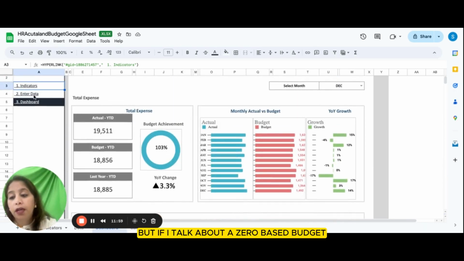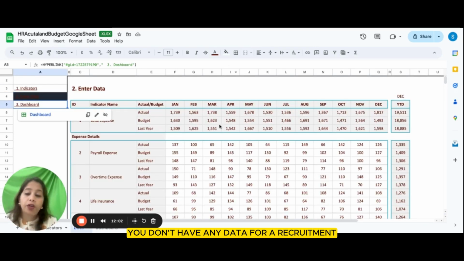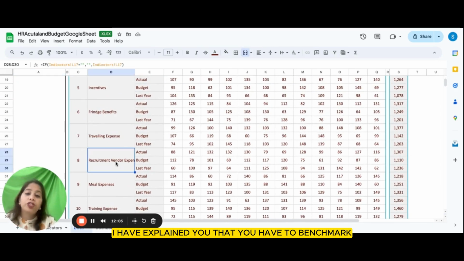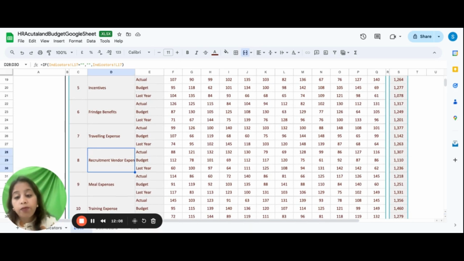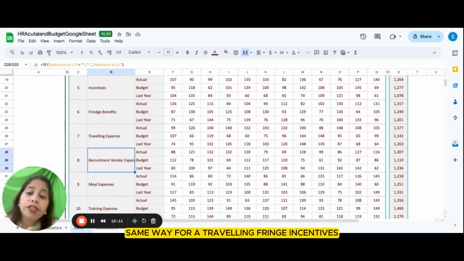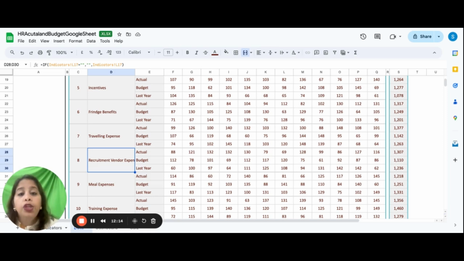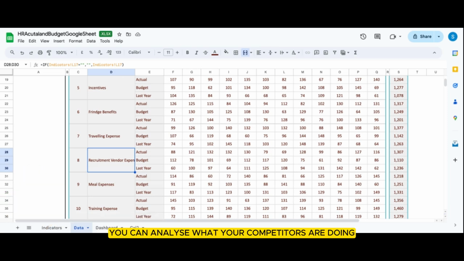But if I talk about a zero based budget, you don't have any data. For recruitment, I have explained that you have to benchmark and then you will come to know. In the same way for traveling, fringe benefits and incentives, you have to run surveys. You can analyze what your competitors are doing. LinkedIn can also give you a survey option. Float the survey, see what different incentives they are offering, what their budget is, and what the industry is doing. Run employee surveys, and that will help you understand what is happening in the market. Put that number in, and then start doing the incremental budget.